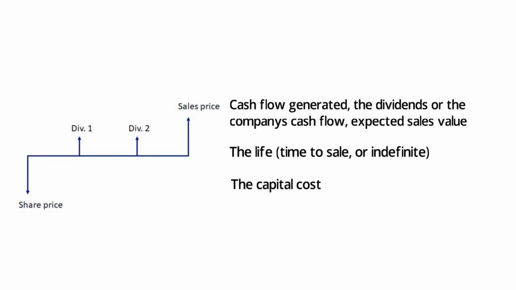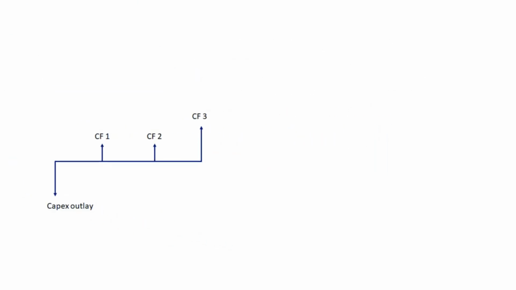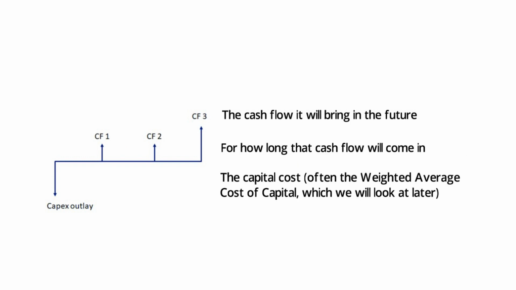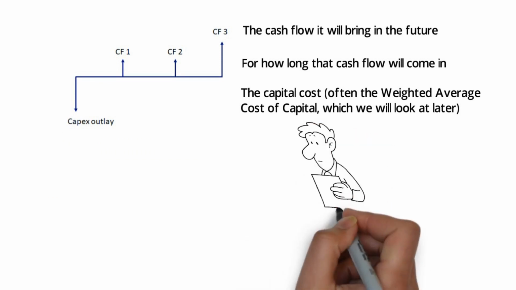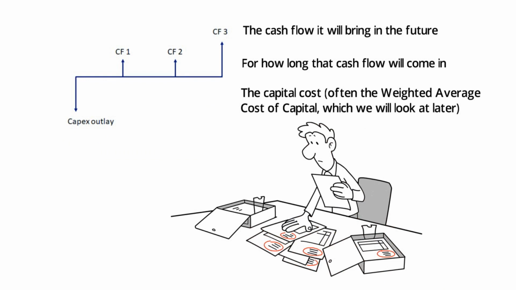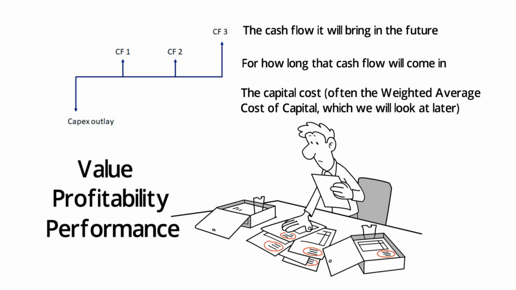So, now that we understand how valuation of cash flow works, let's move on to the valuation of a capex. When evaluating a capex, you look at the cash flow it will bring in the future, for how long that cash flow will come in, and the capital cost, often the weighted average cost of capital, which we will look at later. Then you compare it to the capex outlay and determine if the net brings value or not. So, value here is a function of the same things as on the bond and stock markets. Value, profitability, and performance can only be determined by looking at these variables up to the right.